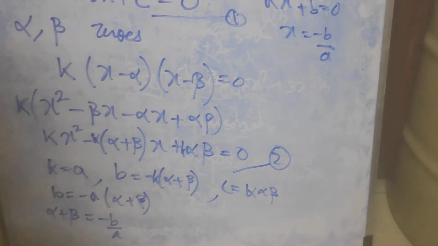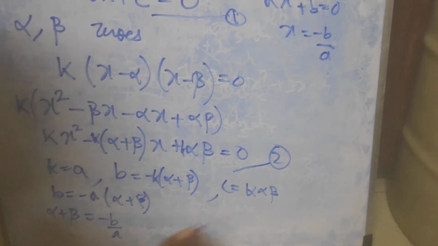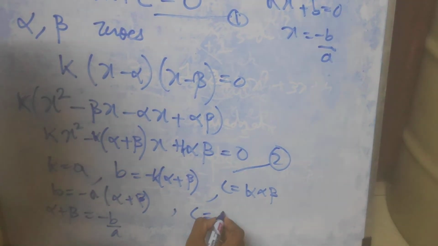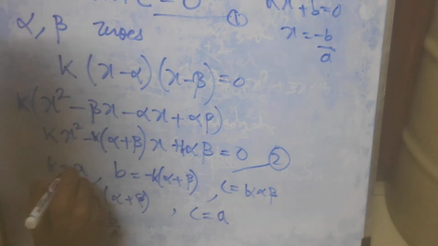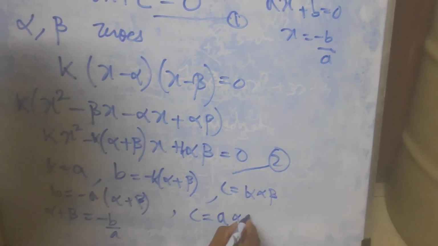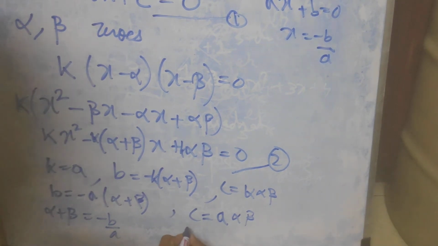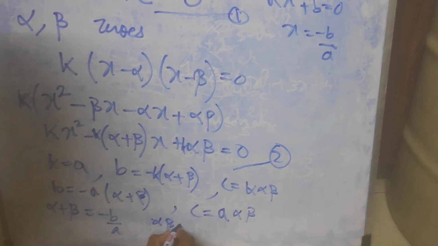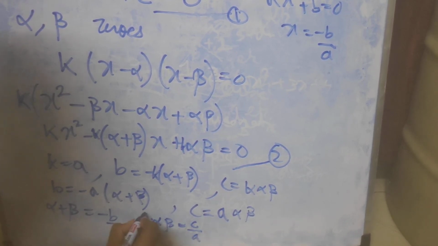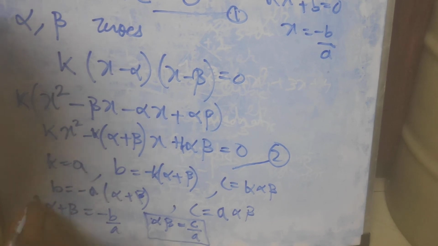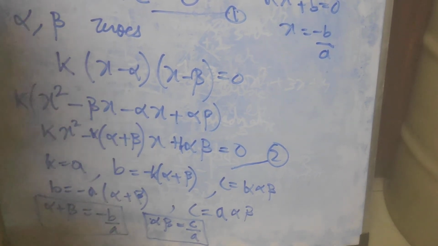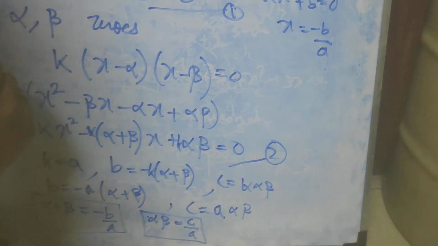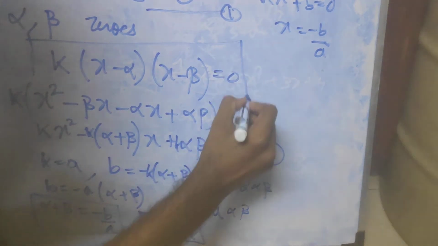Similarly, I can find the relation for the product of zeros as follows. Again, c is equal to k alpha beta, and k is also equal to a, so c equals a into alpha into beta. So similarly, I can write alpha into beta is equal to c by a. These two relations are very important, and we have to know how they are derived. Maybe many of you are confused about how I wrote this.